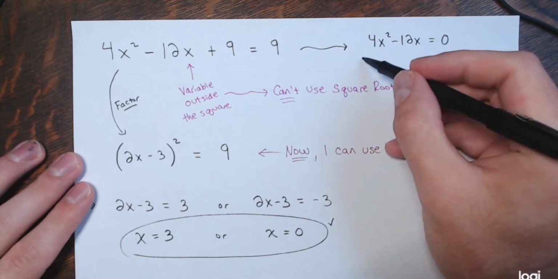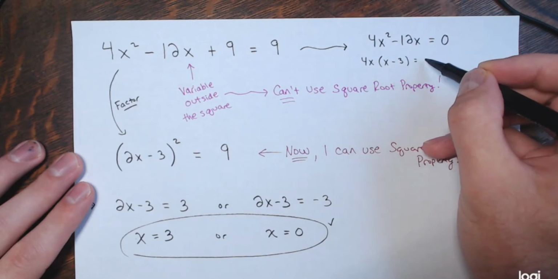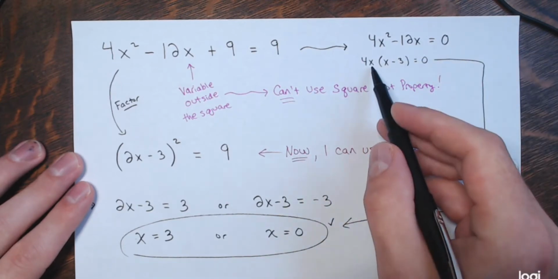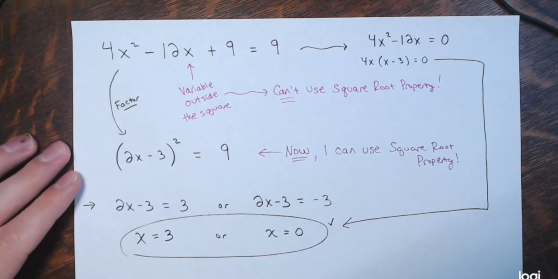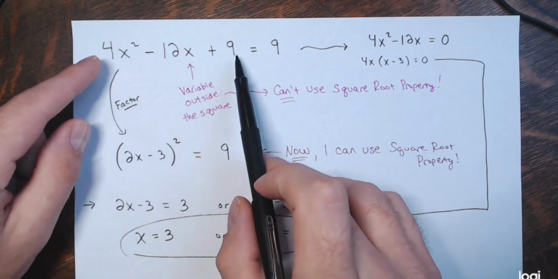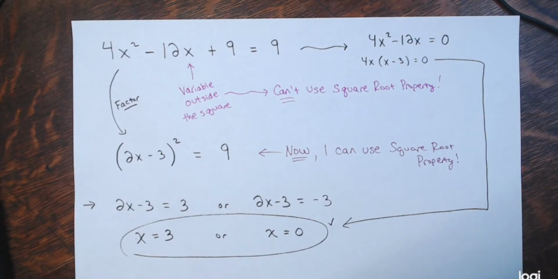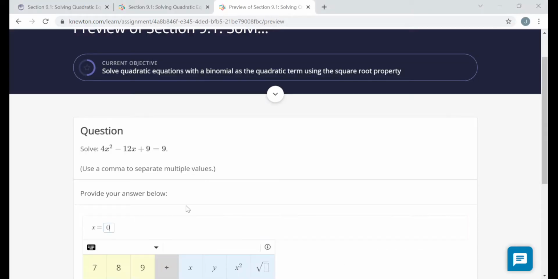And then I can factor out a 4x from this, and then you have 4x times x minus 3 equals 0. And then you can tell by the zero product property that 0 is a solution, because x is a factor, and then 3 is a solution. So either way you did it, you would have ended up with 0 or 3 as solutions. But I'm trying to stick to this first way here so that we say, hey, when can I use the square root property or not? All right, so back here, x equals, I'll put 0, comma, 3. Right? Those are the two solutions.